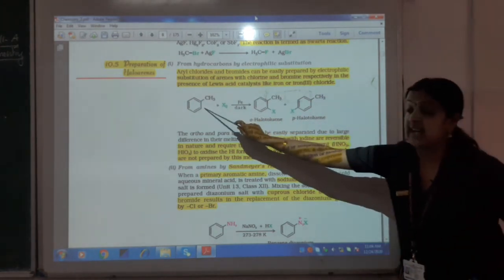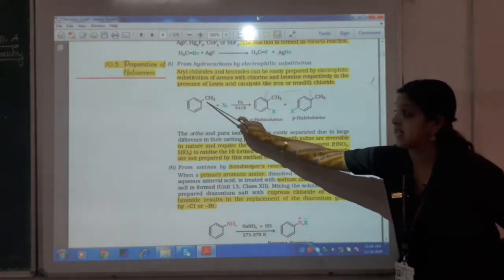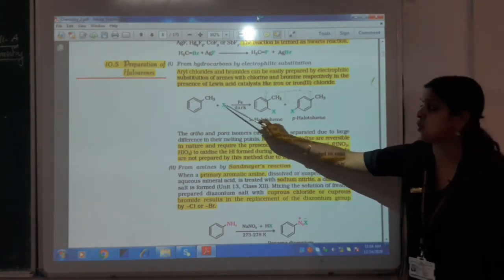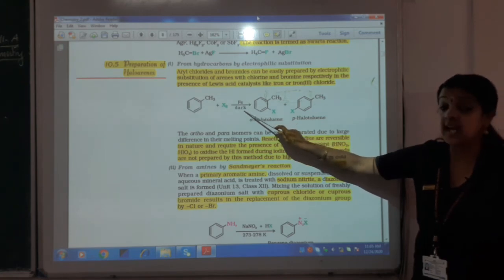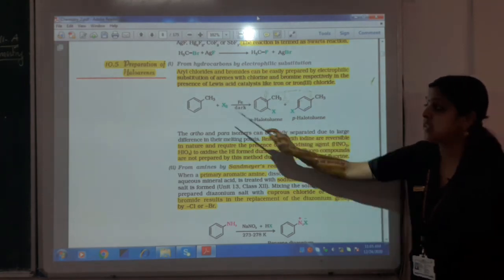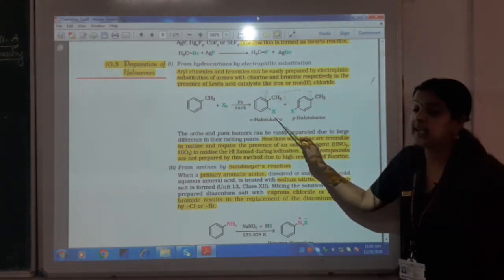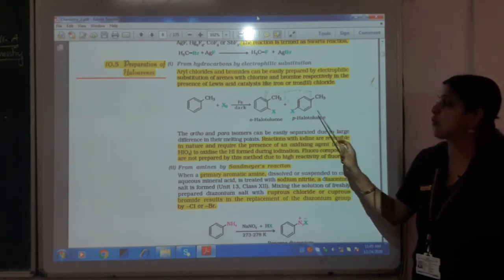So this is my arene. I have a benzene ring where CH3 is attached. When it is treated with any halogen in the presence of iron or iron chloride in dark conditions, what happens? One of the hydrogens gets removed and the halogen comes and gets attached here. So I get ortho and para products.